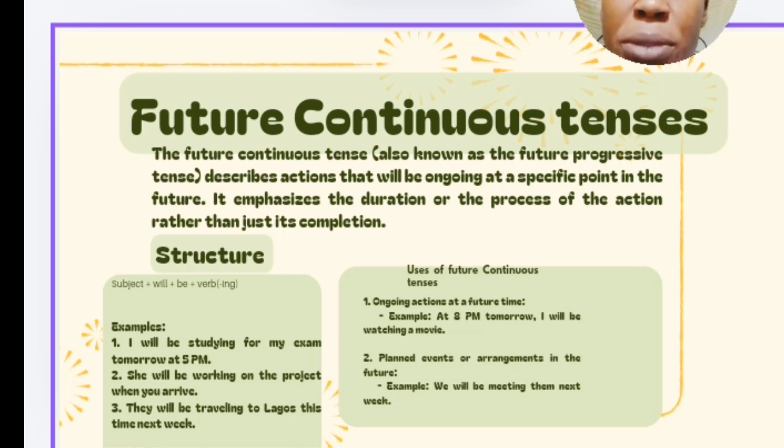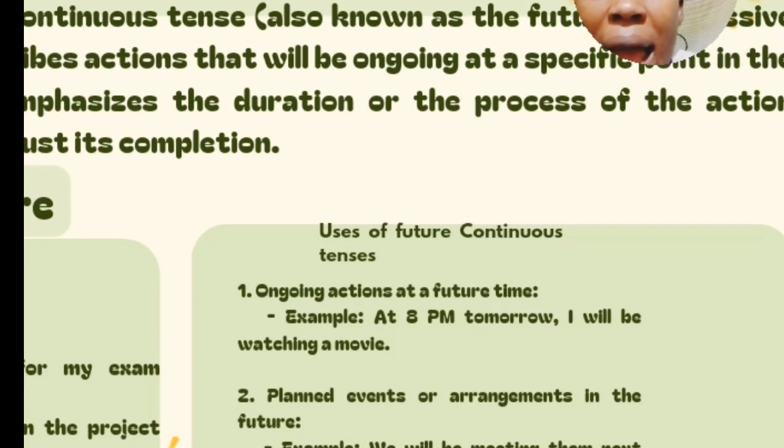Now, the future continuous tense, also known as the future progressive tense, describes actions that will be ongoing at a specific point in the future. Yes, it emphasizes the duration or the process of the action, rather than just its completion. It's a continuous thing, something that will be happening and happening and happening.